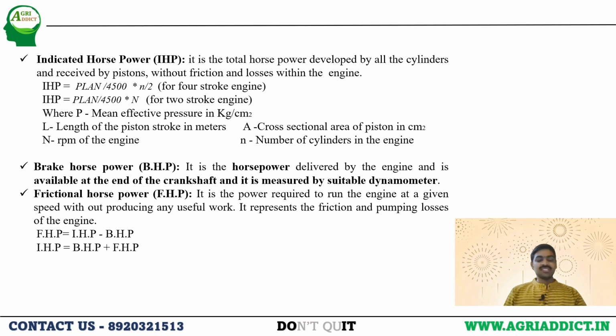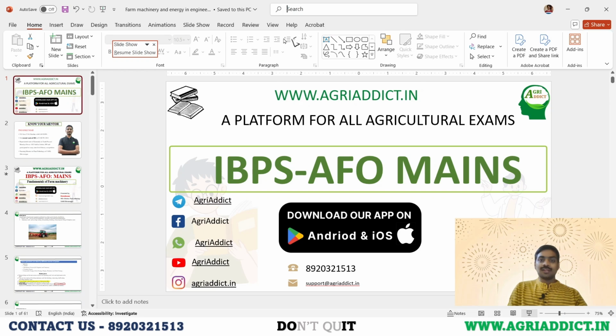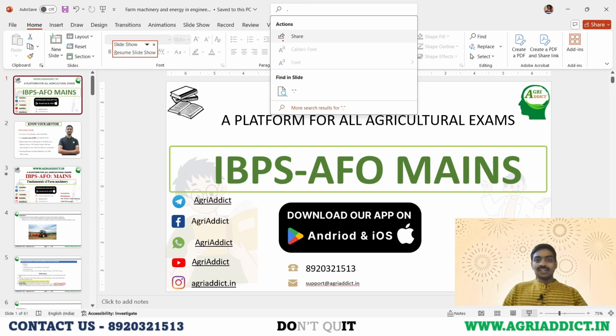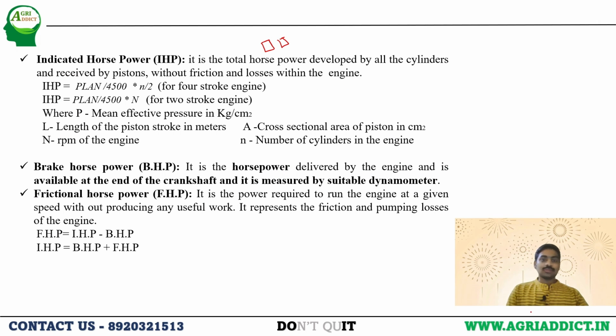And next, IHP, that is indicated horsepower. It is the total horsepower developed by all the cylinders, because sometimes a single cylinder is not sufficient to provide the necessary energy for the piston to move. So several cylinders will be connected, all together helping to provide the energy for the piston to move. And the formulas are listed over here.